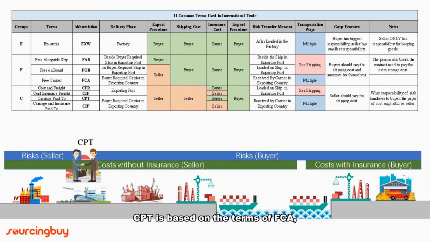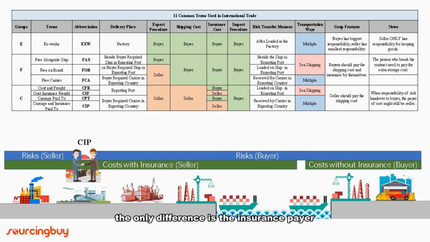CPT is based on the term FCA, but the seller needs to pay the shipping cost instead of the buyer. The relationship between CPT and CIP is just like CFR and CIF: the only difference is the insurance payer. Also, for Group C, when the responsibility of risk hands over to the buyer, the payer of cost might still be the seller.